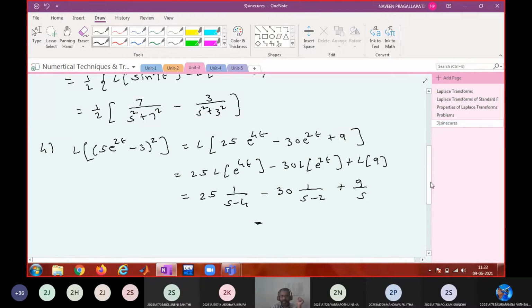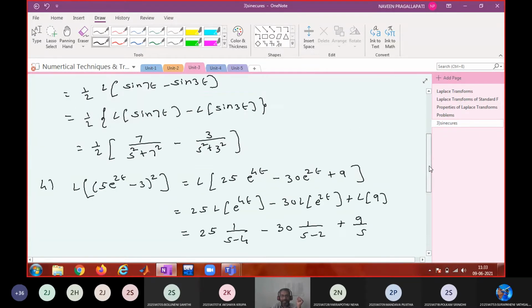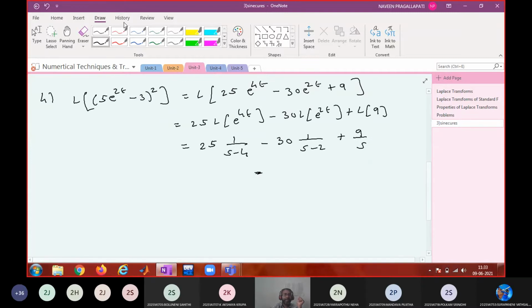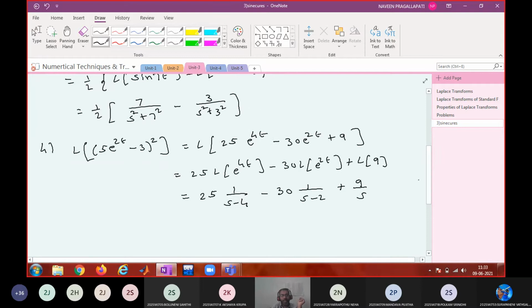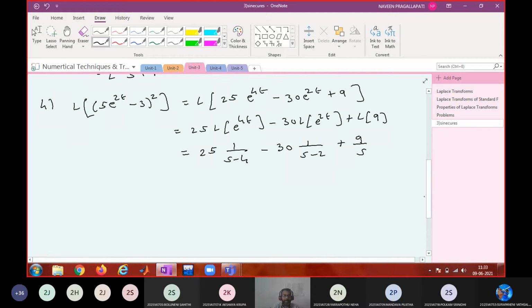Now, did you realize that remembering the formulas is very important? Unless you remember the Laplace transform of standard functions, you cannot do the problems. Shall we move on to the next property? Yes, sir. Right. I'll move on to the next property. Property number 2.